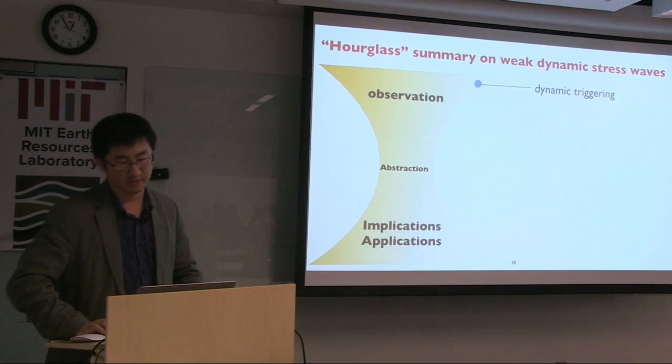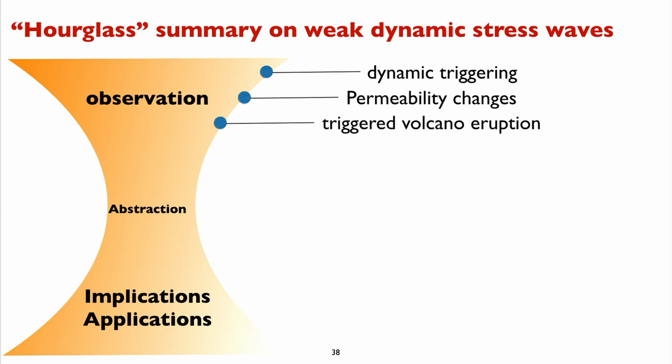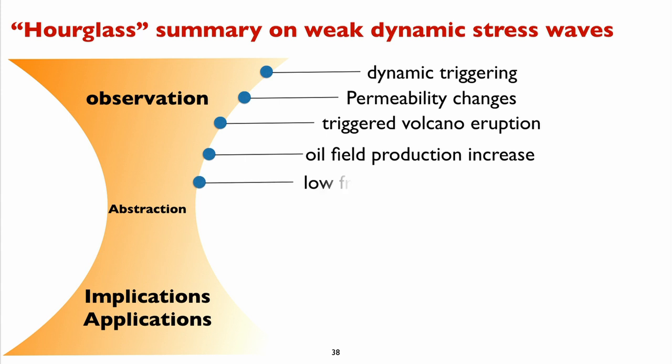One is dynamic earthquake triggering. These are from observed phenomena: permeability changes, triggered volcanic eruptions. Well, I didn't really show you examples, but there are many papers and review treatises of geophysics that have those. Oil field production increase, low frequency fluid regions. So all these phenomena are tied to low frequency fluid regions. These are all from observation.